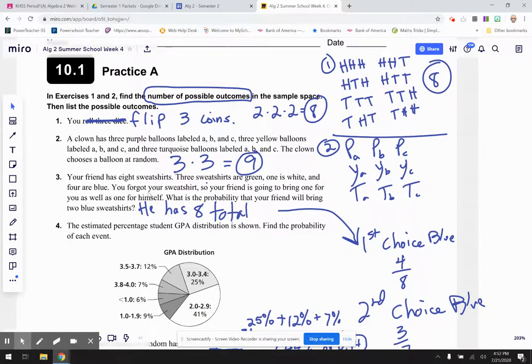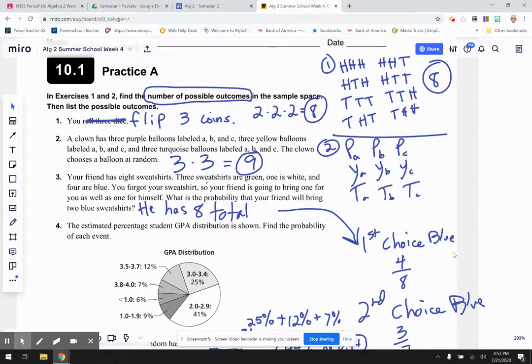Now let's see. Your friend has 8 sweatshirts. Okay, has 8 total. The 3 sweatshirts are green, 1 is white, and 4 are blue. You forgot your sweatshirt, so your friend is going to bring one for you as well as one for himself. What's the probability that your friend will bring 2 blue ones?